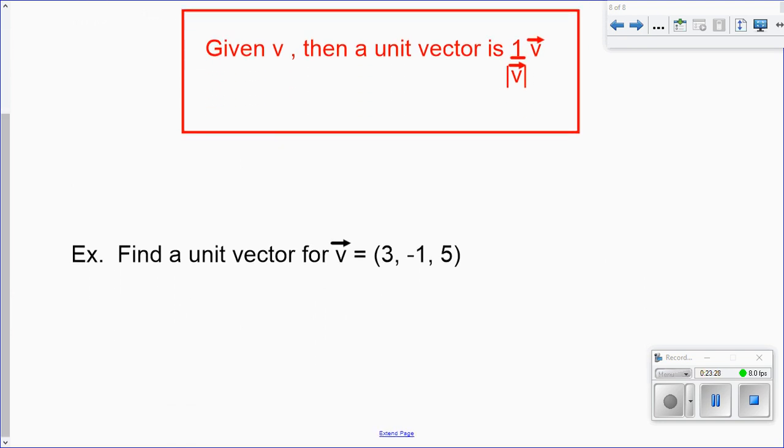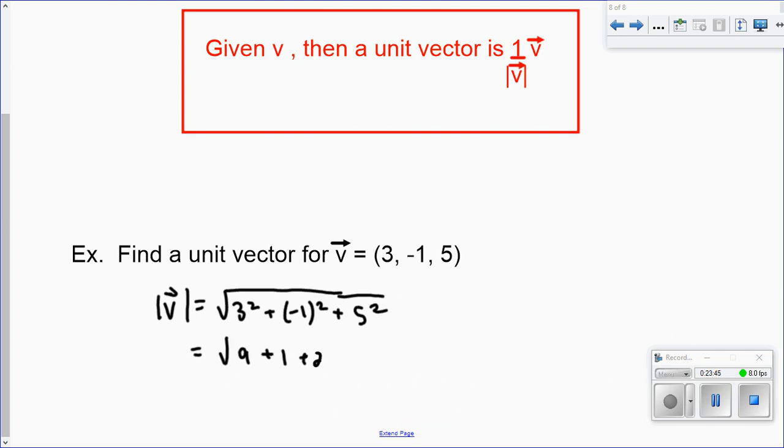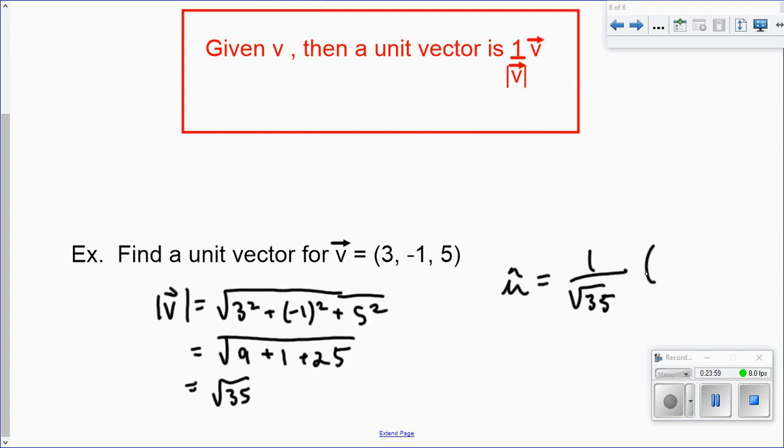I will finish it off, but you guys should know how to do this. Now, I think I have a slightly different one. So I need the magnitude of v. That's 9 plus 1 plus 25, which is square root 35. So that becomes my scalar factor here. So my unit vector is 1 over root 35 multiplied by my vector, because a unit vector goes in the same direction as the original vector, but it's just the smaller size.